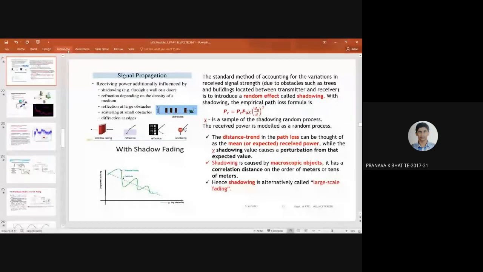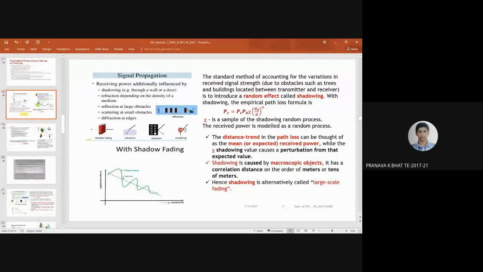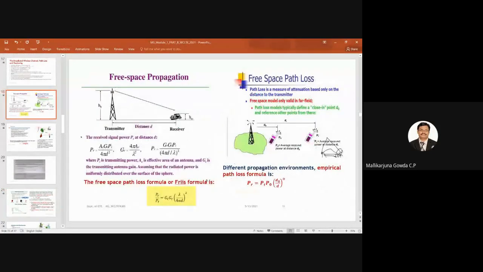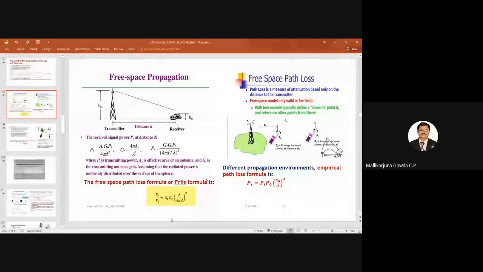Due to the increase in distance between the transmitter and the receiver, sir. Yeah, very good. I expected this. So path loss is due to distance, the distance between the transmitter and the receiver. And we all know the formula for free space path loss, which is also known as the Friis formula.